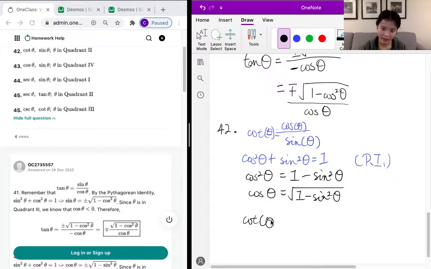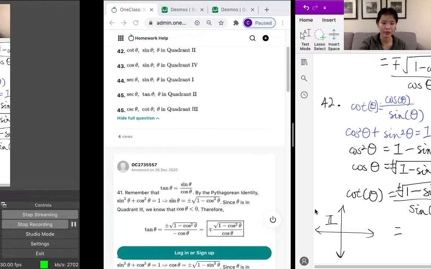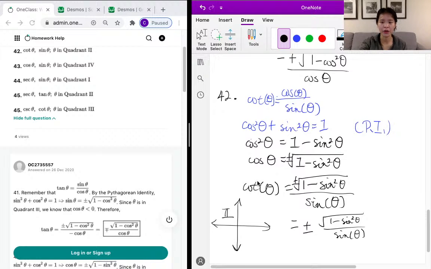So for our cotangent of theta, we know that is cos theta over sine theta, and our cos theta here is equal to plus or minus the square root of 1 minus sine squared theta, divided by our sine of theta. Now we know that our angle is in quadrant 2, and sine theta in quadrant 2 is positive. So we don't need to add the negative sign in front of sine theta. Our final answer is plus or minus the square root of 1 minus sine squared theta over sine theta, and that is equal to cotangent of theta.